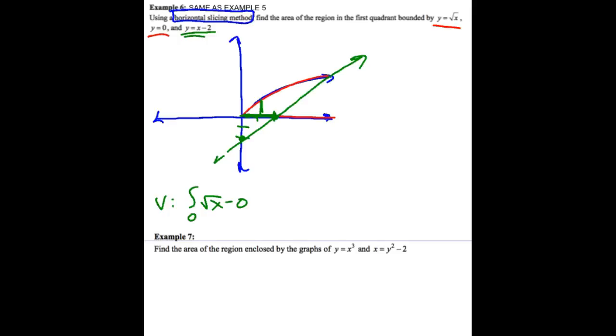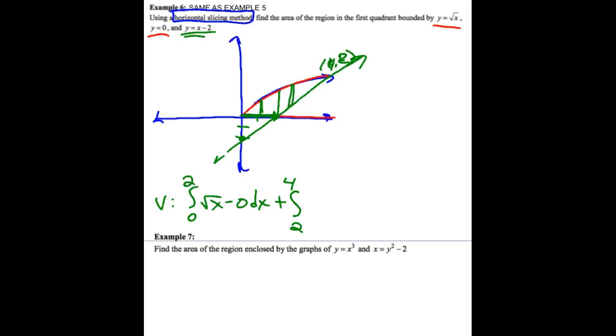The problem is the minute you hit this spot, what is that spot on the graph? Once you get to what number, you're going to have to shake it up if you do it vertically. What number is this? 2. You can go from 0 to 2 and do that, and then continue on from 2 to 4, because that's the point 4 comma 2. Square root of 4 is 2.